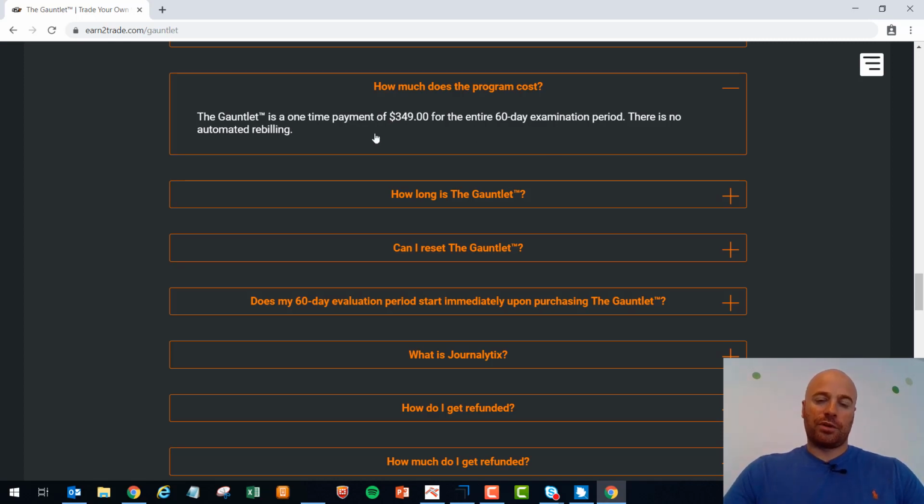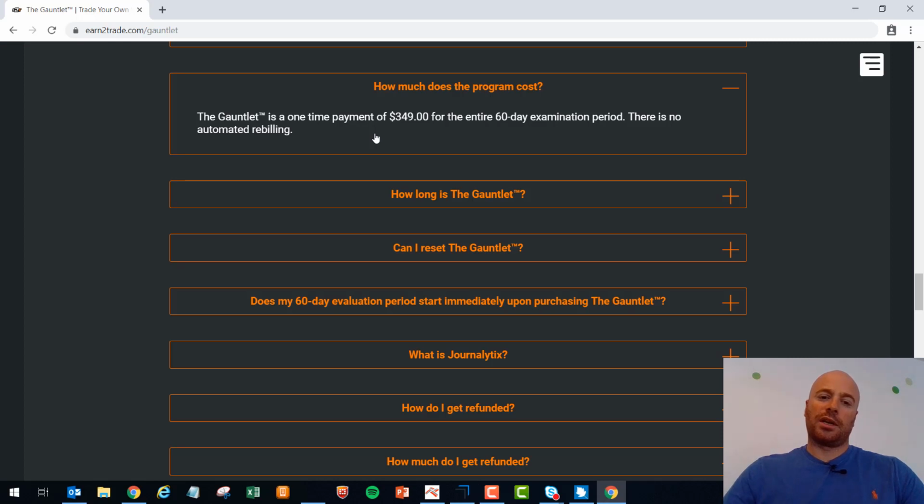So how much does the program cost? $349 for the 60-day examination period. There is no automated rebilling. So this is important because some programs, they will sign you up to a monthly subscription. So for example, TopStep Trader, TopStep FX, you'll be paying a monthly subscription fee to take those evaluations. And if you need to take them over and over again, you're of course liable for those subscription fees throughout your program length. The Gauntlet is a one-time fee for the 60-day period, so that's good.